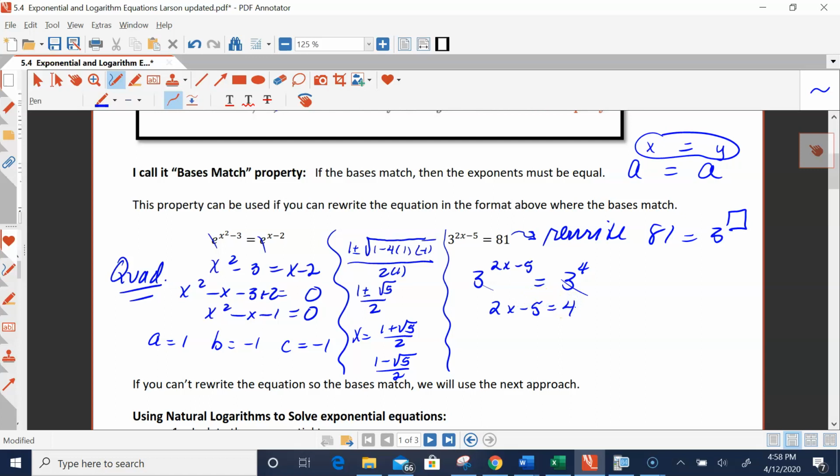Set the exponents equal to each other. Well, this is a pretty simple equation to solve. Bring the 5 over, so I'll have 4 plus 5, which is 9. And for 2x equal 9, I get x equal 9/2. There's my solution.